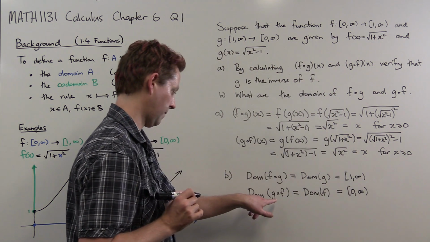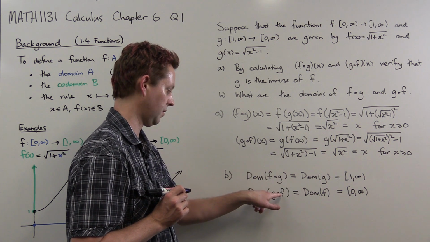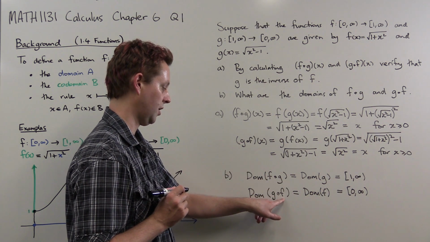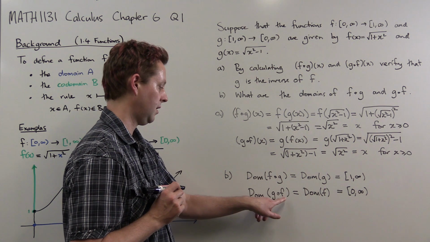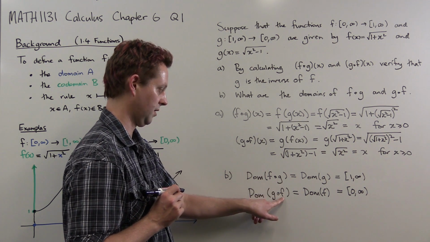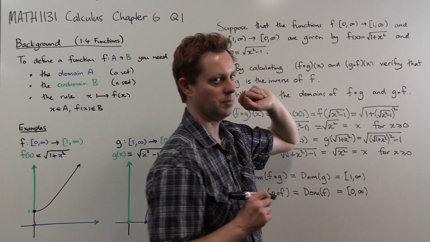Because to make sense of g of f of x, this function works by first of all applying f and then applying g to the result. And the only restriction, as long as it makes sense, is that the things that can go into this have to be things that can go into f, and things that can go into f are the things in the domain of f.